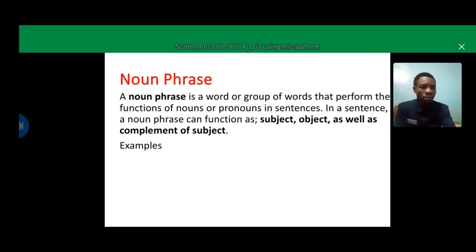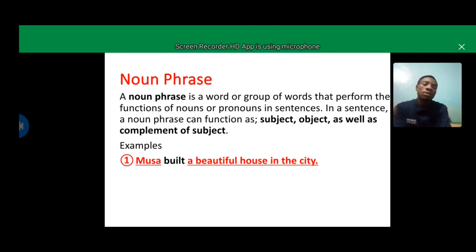For example, Musa built a beautiful house in the city. So Musa is a noun phrase which acts as the subject of the sentence. And a beautiful house in the city is a noun phrase which acts as the object of the sentence.